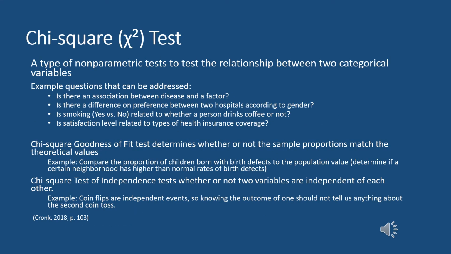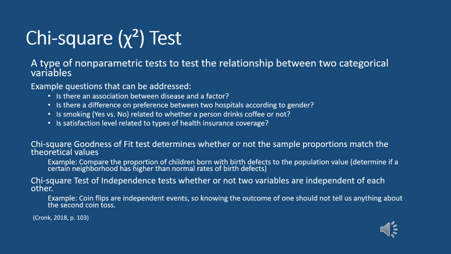The chi-square test is a type of non-parametric test that is used to test the relationship between two categorical variables. So similar to the last slide, we have other questions that can be addressed using this type of statistic. For example, is there an association between disease and a factor? Is there a difference in prevalence between two hospitals according to gender? Is smoking, yes versus no, related to whether a person drinks coffee or not? Is satisfaction level related to types of health insurance coverage? So these are some of the types of questions that you may want to look at.